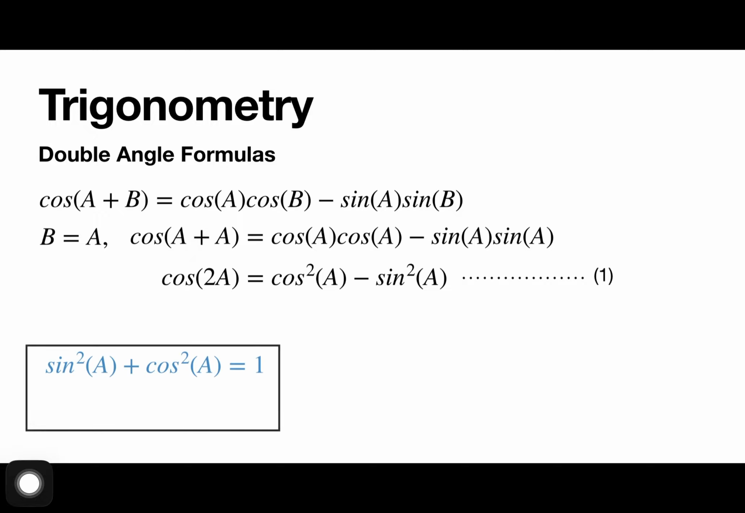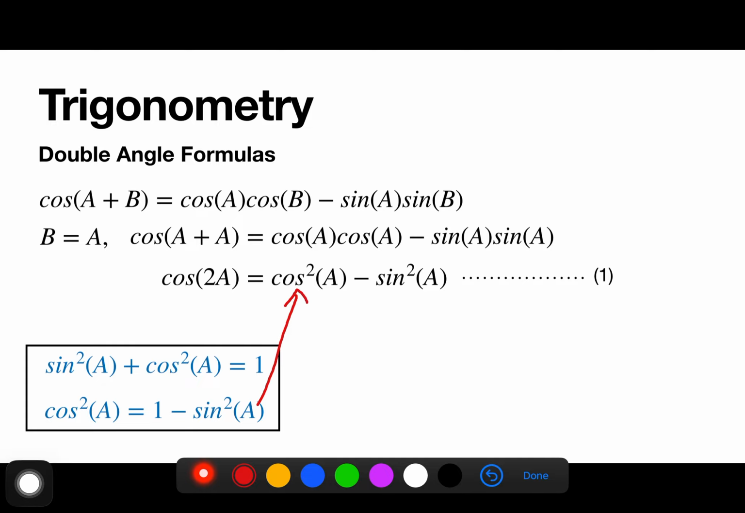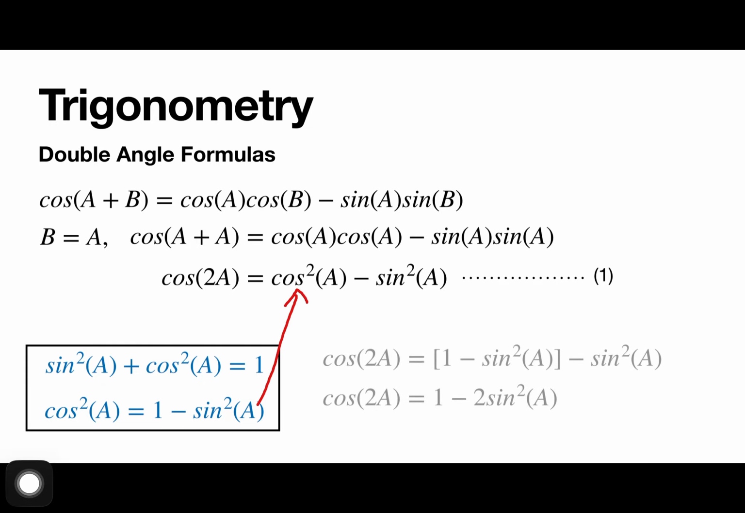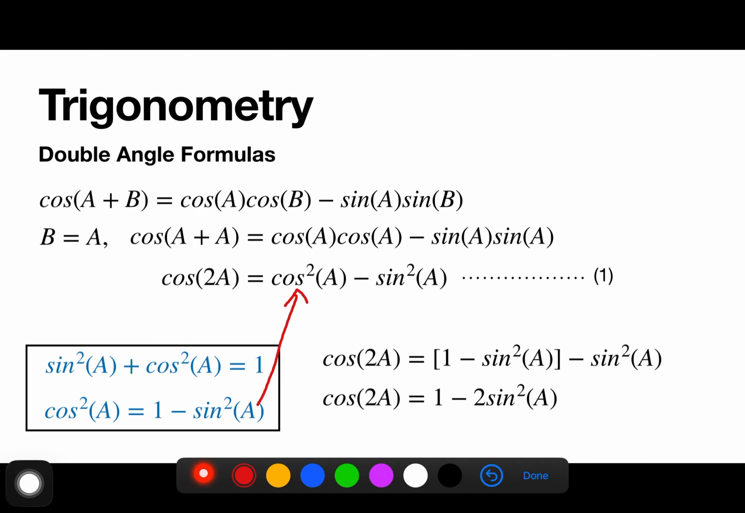The Pythagorean identity states that sine squared a plus cosine squared a is equal to 1. By rearranging the terms, we find that cosine squared a is equal to 1 minus sine squared a. Substitute this back into the first form of cosine 2a, and we get that cosine 2a is equal to 1 minus 2 sine squared a. This is the second form of the formula.